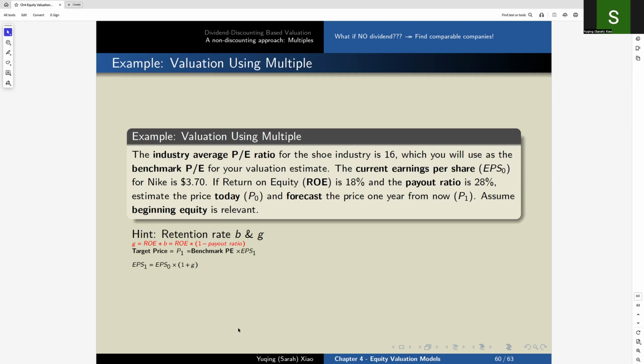So next year's EPS will be today's EPS times 1 plus the growth rate. Multiply that by 16, and we will get the forecasted price. I will leave the calculation to yourself. This shows how multiples give us a quick, market-based way to project stock prices. The key, of course, is choosing the right benchmark PE. If the comparison is poor, the estimate can be misleading.